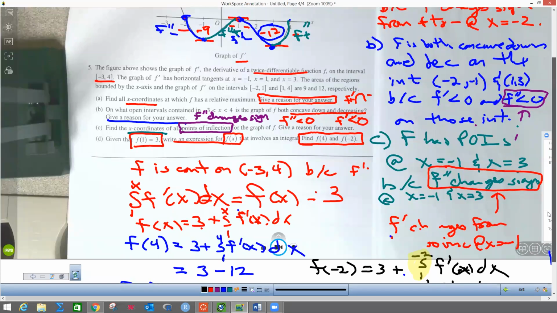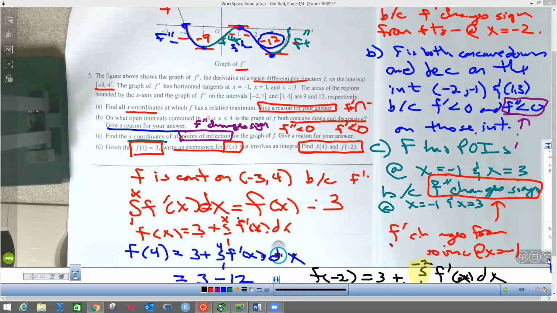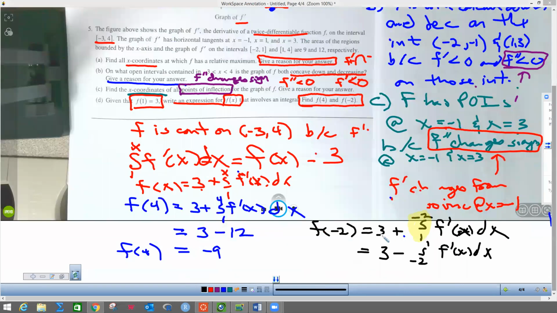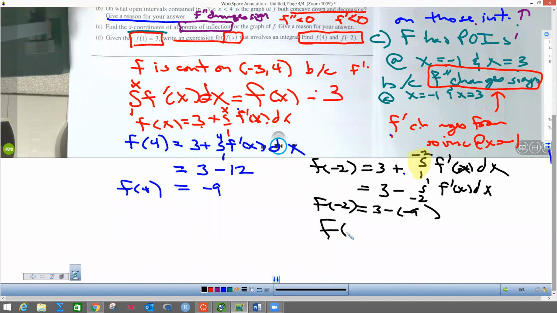So when I come back up here, this is negative 9. So this is going to be 3 minus negative 9, which is going to end up being 3 plus 9, which would give me f of negative 2 equals 12. So did that clear up? I'm going to stop the video here.